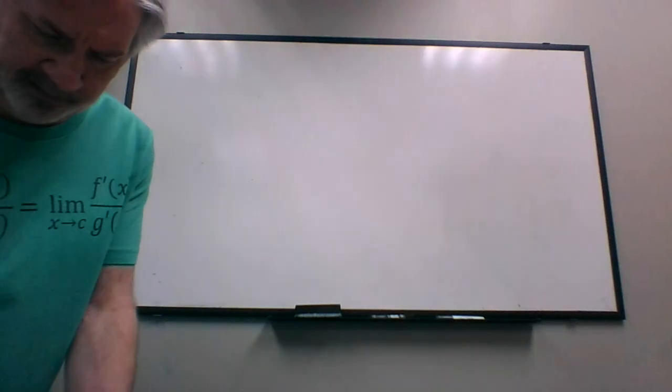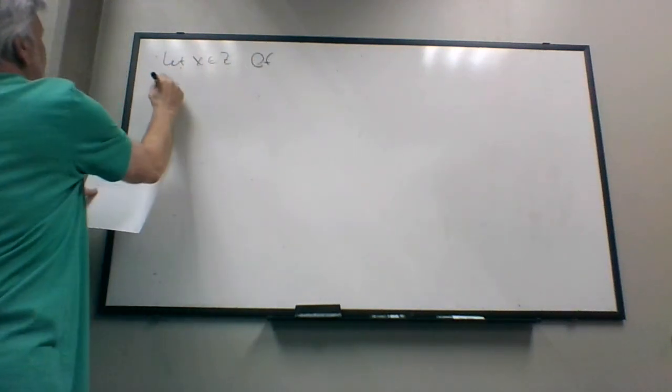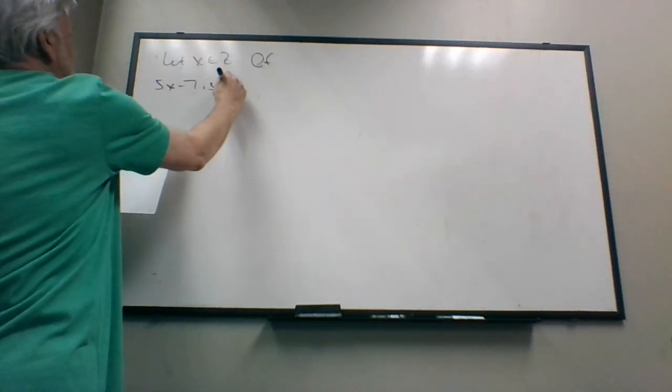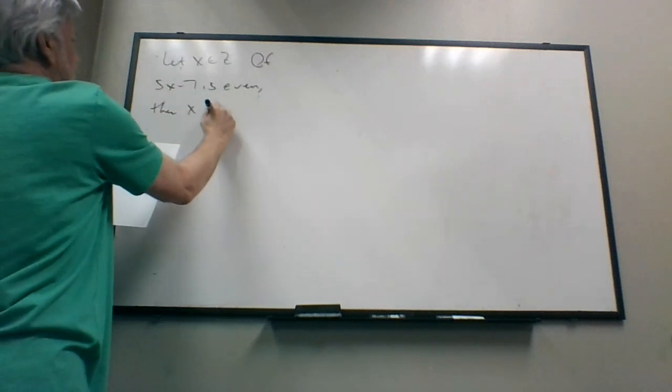Let's do an example. This is result 3.10. It says let x be an integer. Then if 5x minus 7 is even, then x is odd.